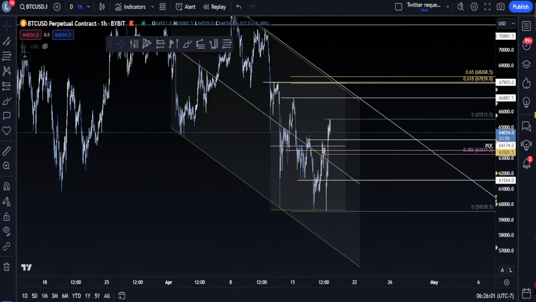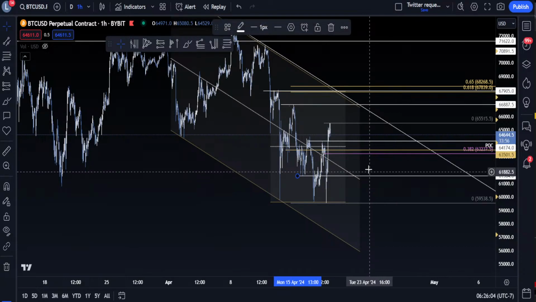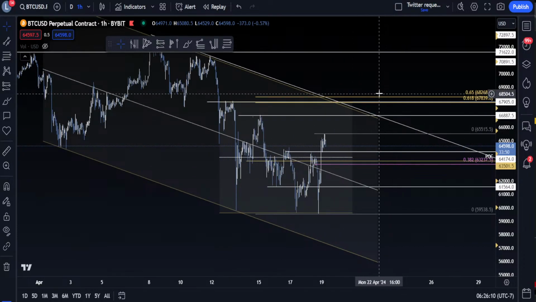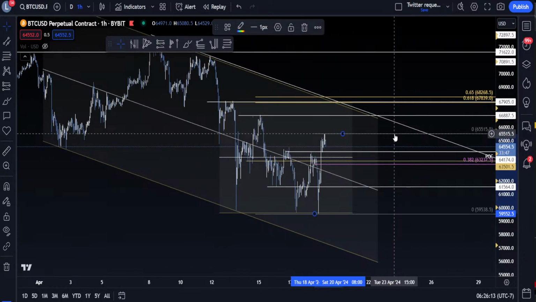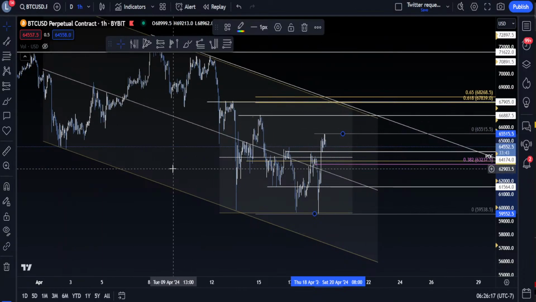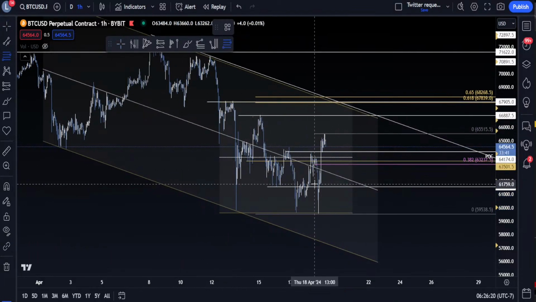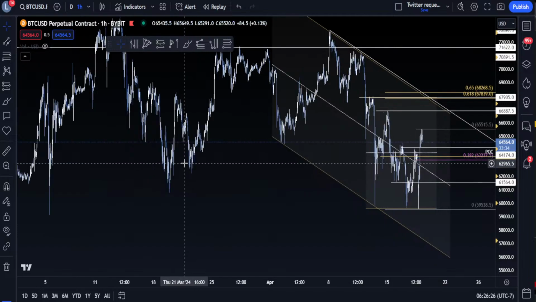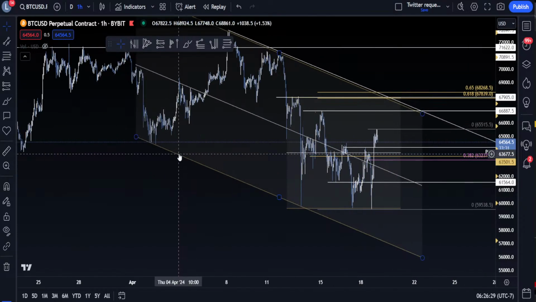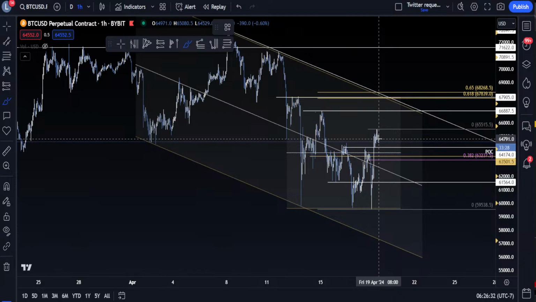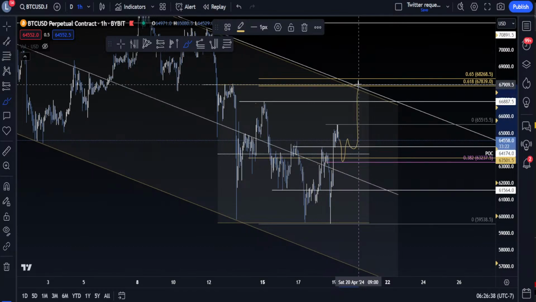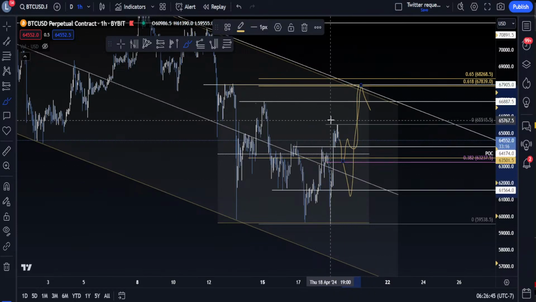Again, I'm going to pull off some of these levels just to clean up the chart. And we know that there's levels aligned here. No point in having everything on the chart. Just kind of trying to imagine what a move up into this would look like. That'd be pretty sharp.